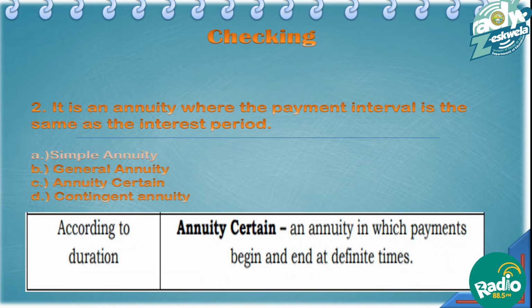Another classification of annuity is according to its duration. We have annuity certain, an annuity in which payments begin and end at definite time. This classification of annuity is fixed. For example, if the due is at 2 years, this means that after 2 years, payment must be done.